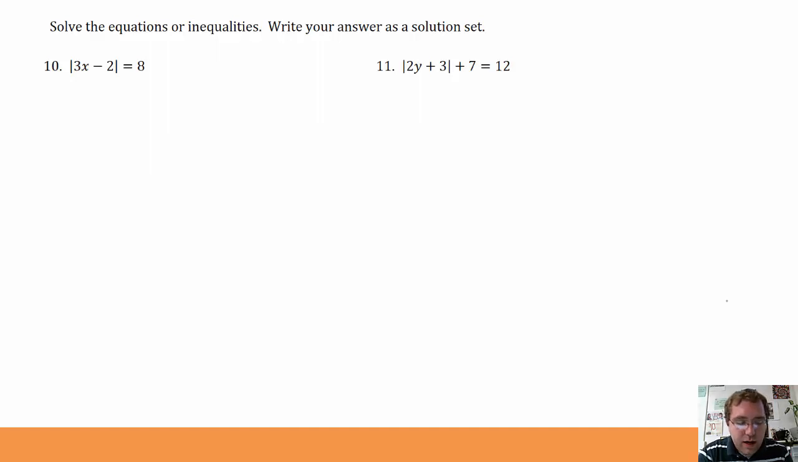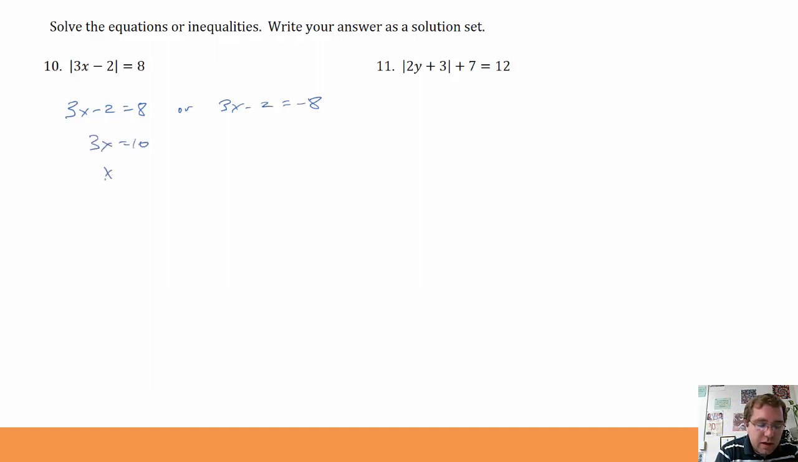So if the absolute value of 3x minus 2 equals 8, we're going to have two answers, one for which 3x minus 2 equals 8, and one for which 3x minus 2 is equal to negative 8. Because if 3x minus 2 equals negative 8, its absolute value will be 8, and it will work. So we'll solve each of those equations separately.